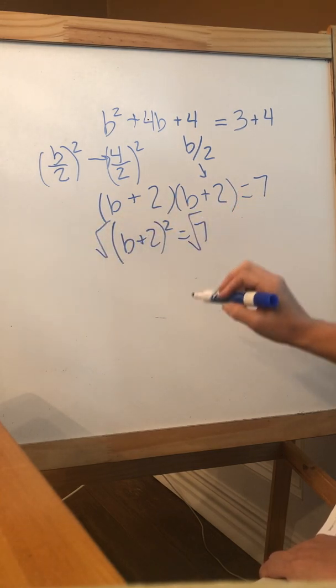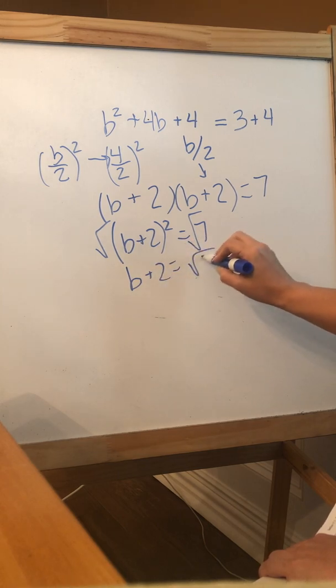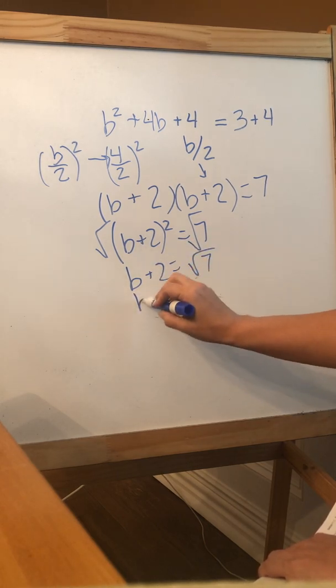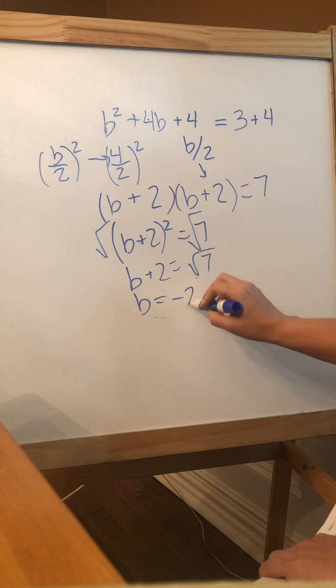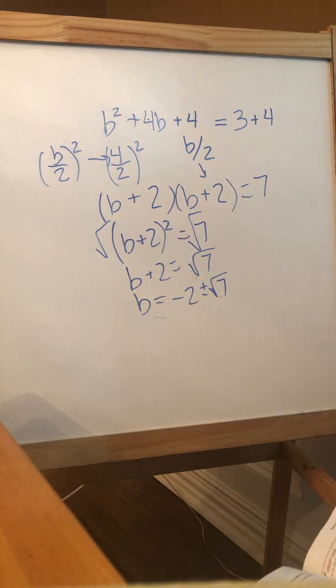Take the square root of each side. B plus 2 equals the square root of 7. Subtract that 2. B equals negative 2 plus or minus the square root of 7. Okay, let's go on now to example 6.